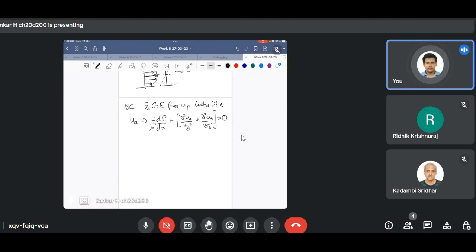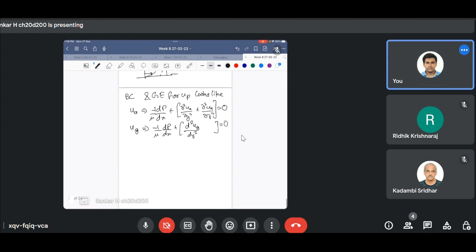This we have already established. We can just turn the notes and see that. And for the general solution, we wrote minus 1 by mu dp by dx plus d square ug by dy square is equal to 0. We know that the actual solution will be general solution plus particular solution. Therefore, we can write U particular solution to be U actual solution minus U general solution.